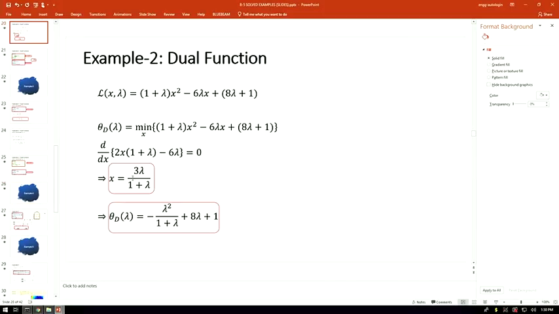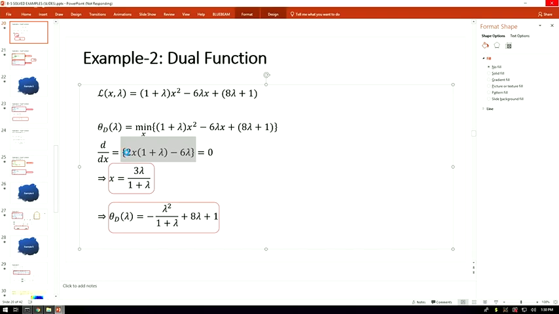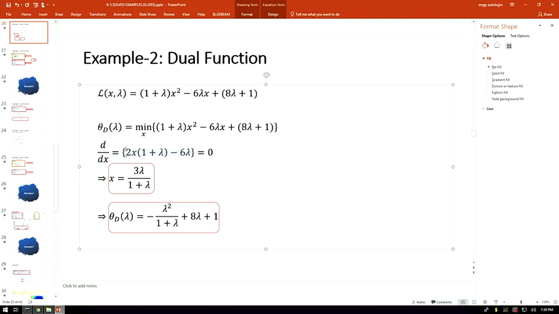Sorry about these. Derivative equals this. That's what I should have. It's hard to do all these edits.